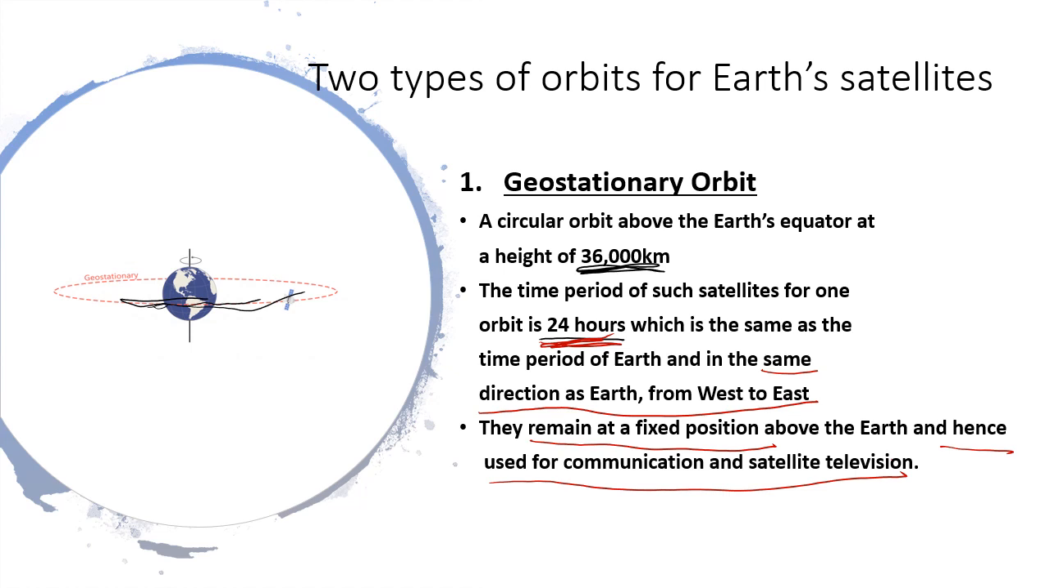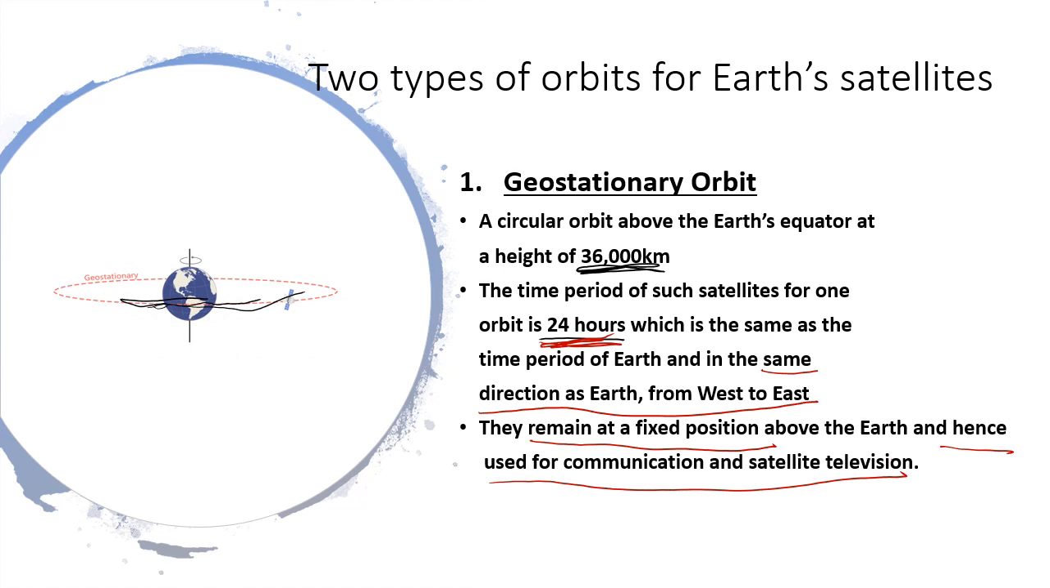So the advantage of geostationary satellites is that, since they are moving at the same speed and in the same direction as the Earth, they remain fixed at a position. It looks like they are remaining fixed at a position. So for communication, when we have to send signals from the Earth, we know exactly where to send them, and when we have to receive signals, we know exactly from where to receive them. That is the reason why we use geostationary satellites for communication and satellite television.